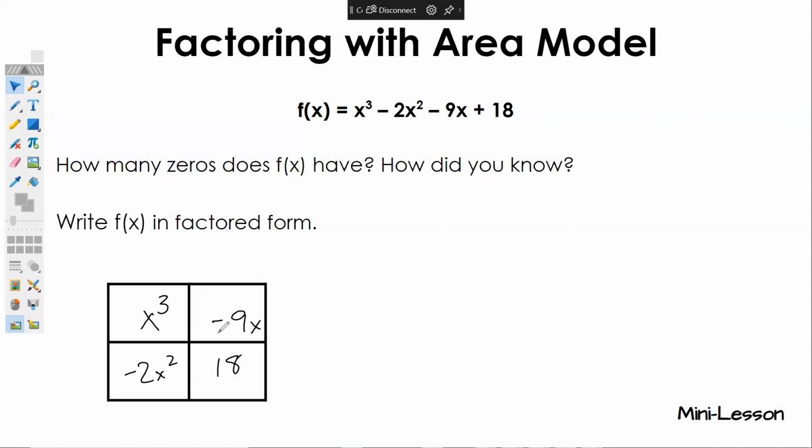So now what you're going to do is take out the greatest common factor. Okay, so from this column, what can I take out the greatest common factor? X squared. From this column, what can I take out? Is it going to be positive or negative? Negative 9. From this row, what can we take out? An x. And then from this row, what can we take out? Is it positive or negative? Okay. And you can always check by multiplying it back out, making sure each box is filled in correctly. So we have x minus 2 and x squared minus 9.